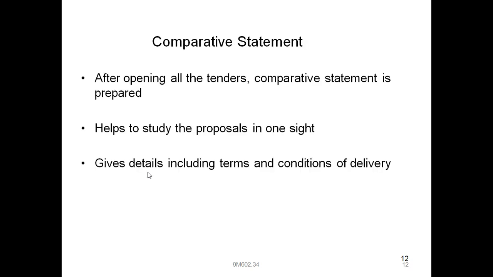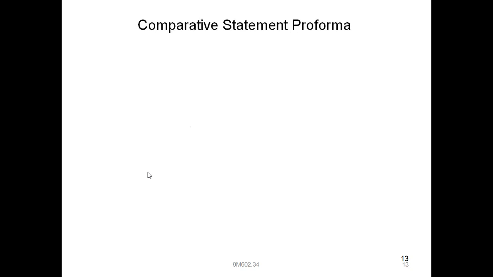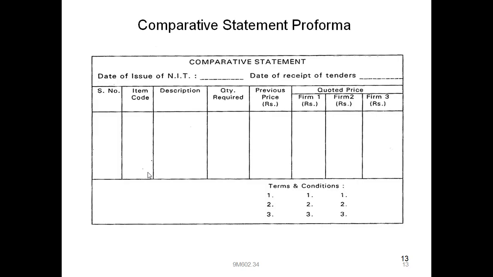Next comes the comparative statement. After opening all the tenders, comparative statement is prepared. It helps to study the proposals on one side, and gives details including terms and conditions of delivery. Comparative statement pro forma: date of issue of NIT. I told the meaning of NIT in the last class: notice inviting tenders. Date of receipt of tenders, serial number, item code, description, quantity required, previous price, firm 1, firm 2, firm 3, and terms and conditions will be there.